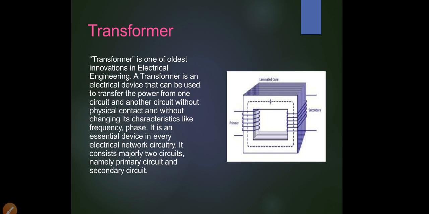This is the structure. It is made of a core, which we have to take. The primary and secondary windings are on laminated cores, n number of laminated cores, which are fixed with the primary and secondary windings side by side with some gap. The transformer is the oldest innovation in electrical engineering.